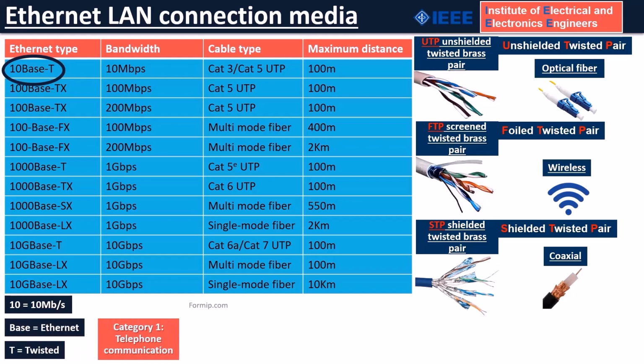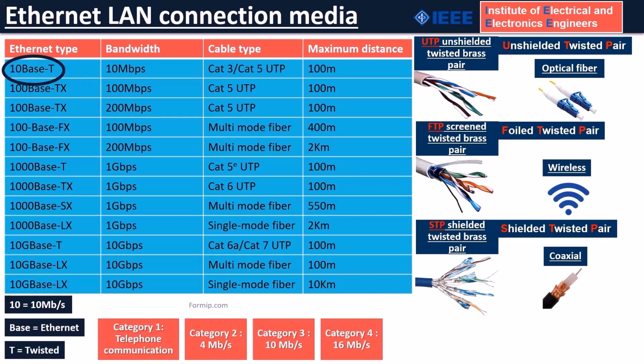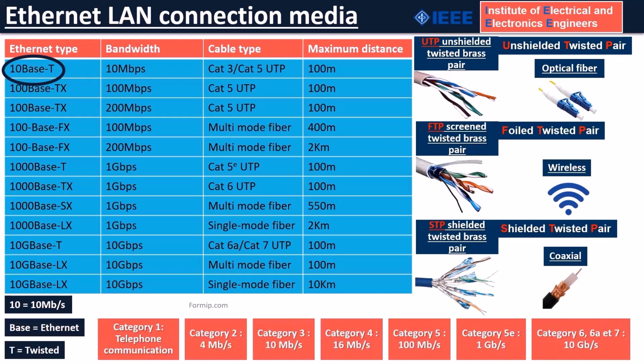Copper cables are divided into several categories. Category 1 is used for telephone communications. It's not suitable for data transmission. Category 2 is capable of transmitting data at speeds of up to 4 megabits per second. Category 3 can go up to 10 megabits per second. Category 4 up to 16. Category 5 goes up to 100 megabits per second. Category 5E up to 1 gigabit per second. And Categories 6, 6A, and 7 can transmit data at speeds of up to 10 gigabits per second.